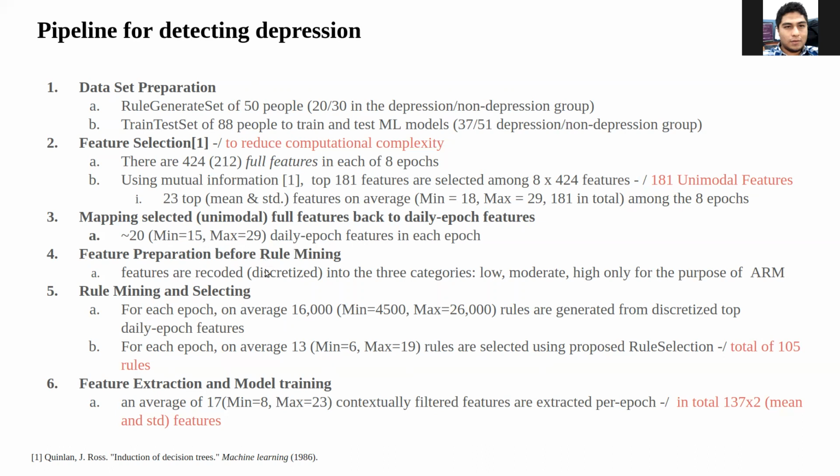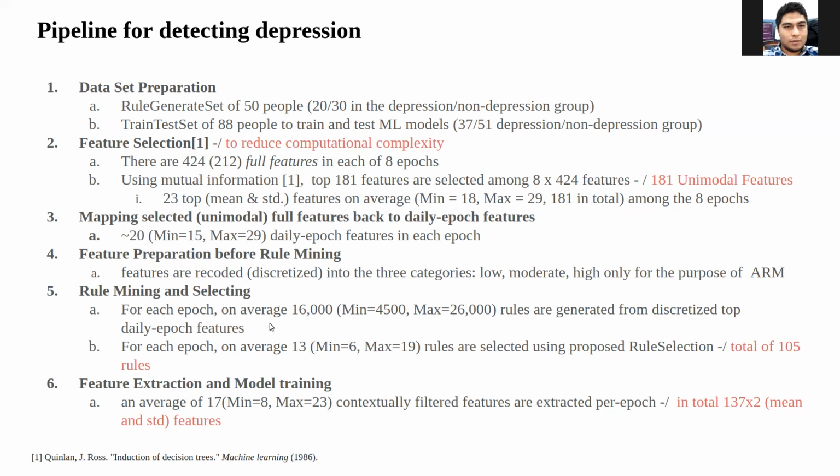So preparation is just recoding them into 3 categories like low, moderate, and high, because association rule mining doesn't work well with numerical features. And then once the preparation is done, simple rule mining is applied, and then there are too many rules for each epoch. Some epochs provide 4,500 rules, and some of them provide 26,000 rules.